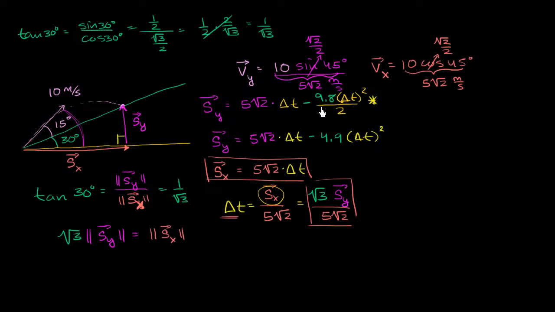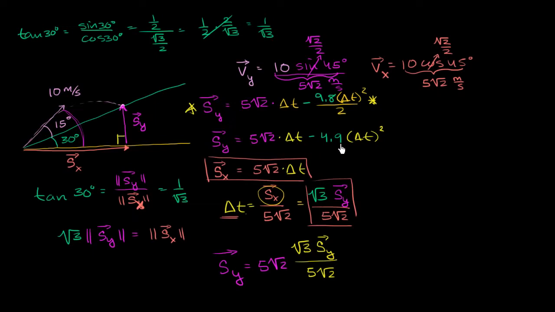vertical displacement as a function of time to then solve for our vertical displacement. So let's do that. Let's substitute this expression for delta t in this top equation. If we do that, and I'll write it big, we get our vertical displacement is equal to 5 square roots of 2 times delta t. Delta t is all of this over here. So 5 square roots of 2 times delta t, where delta t is the square root of 3 times the magnitude of our vertical component, over 5 square roots of 2. So that's that right there.